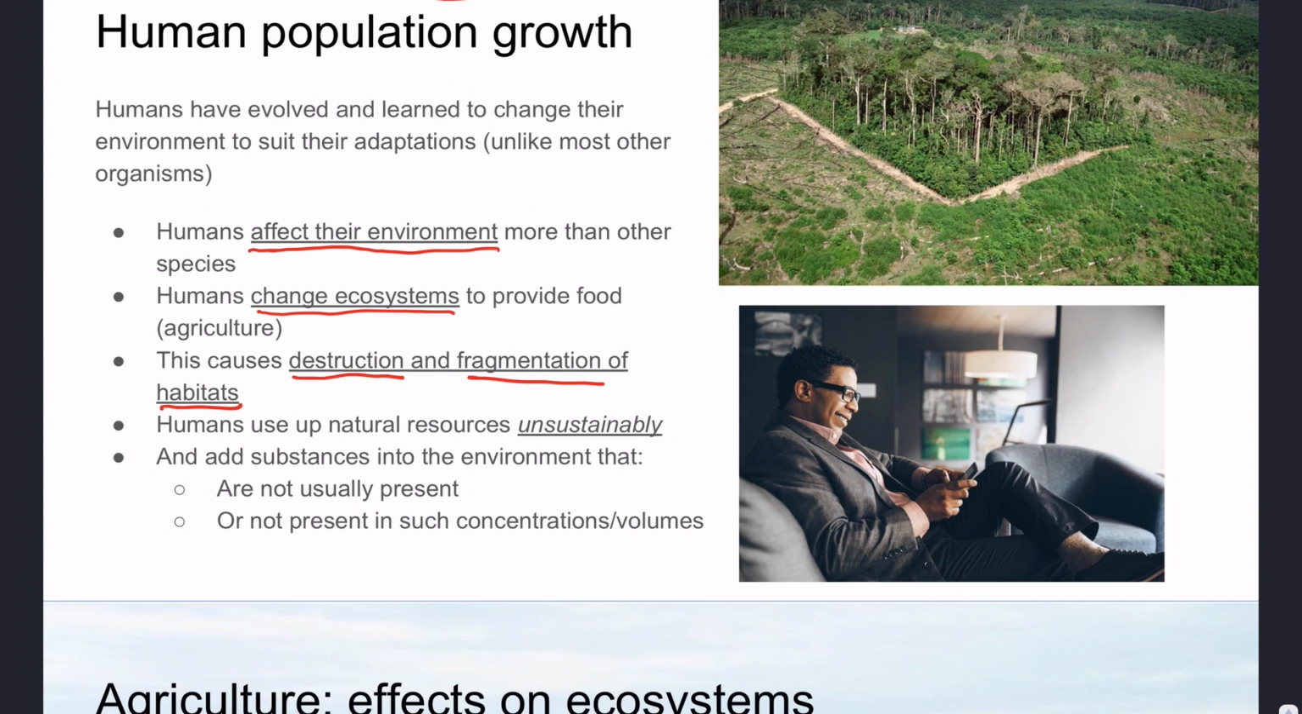It just has to occur in order to build a mall or a building or a set of houses to shelter individuals and so on. We must remove natural habitats in order to do that. Okay, and the problem is that humans use up natural resources in an unsustainable way. It's okay to cut down some trees if you're planting as many trees.